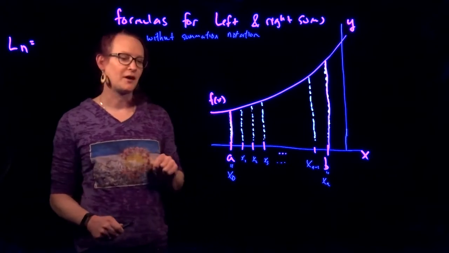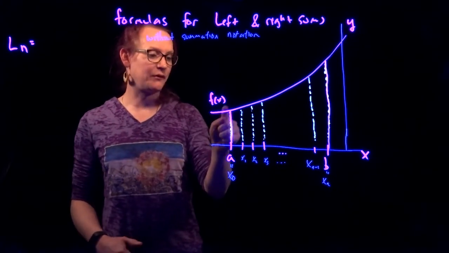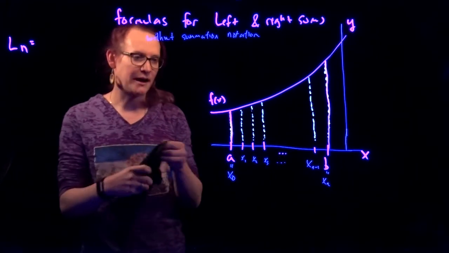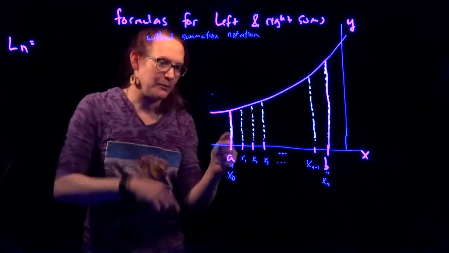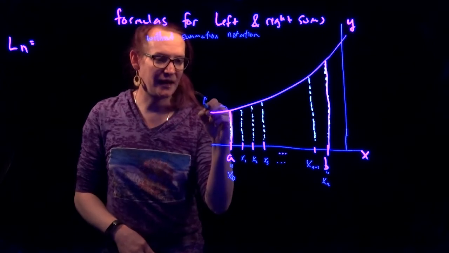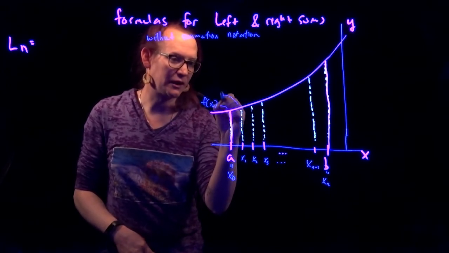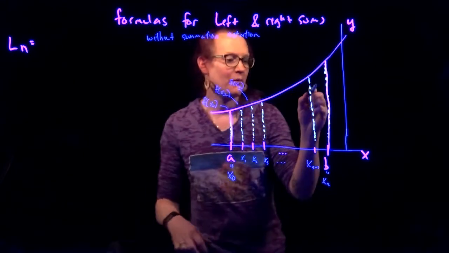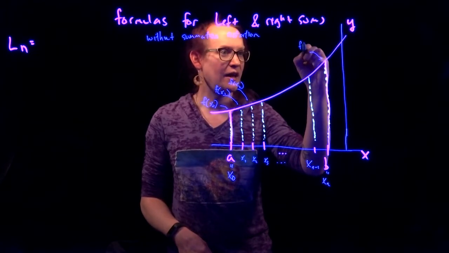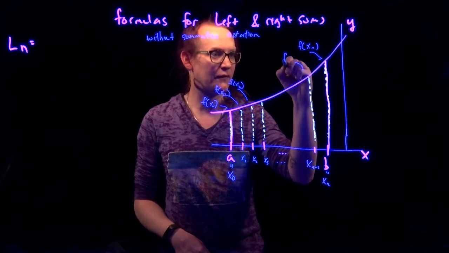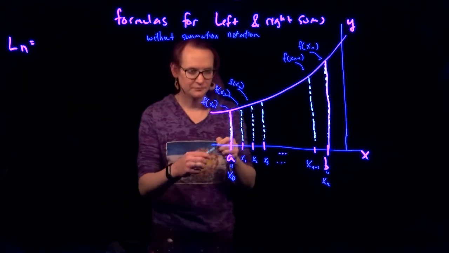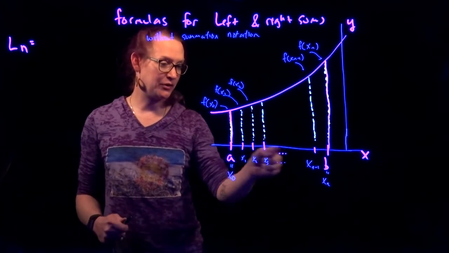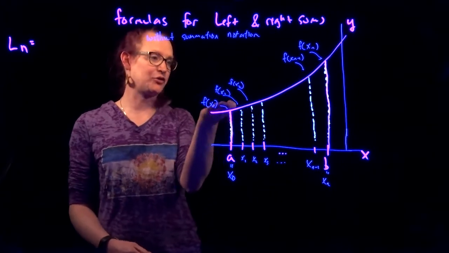The next thing I want you to notice is that the height of the function is determined by the x value, and that I can label those pretty easily. This height right here is f at x0. This height here is f at x1. This height here is f at x2, and so on until this height right here is f at x sub n, and this one right here is f at x sub n minus 1. Okay, so I have x positions determined on the x-axis, and then I have heights determined by my function.